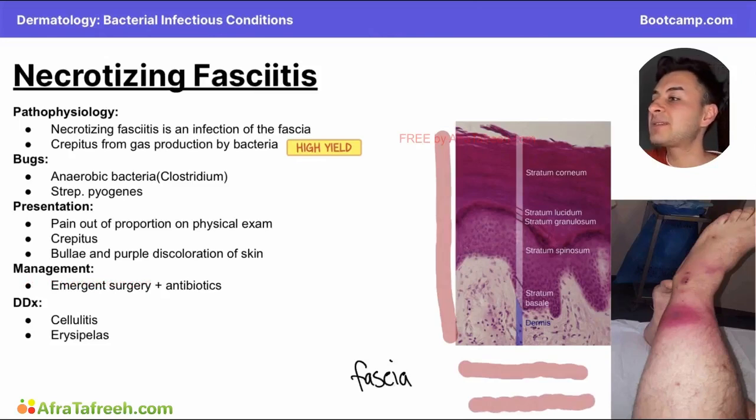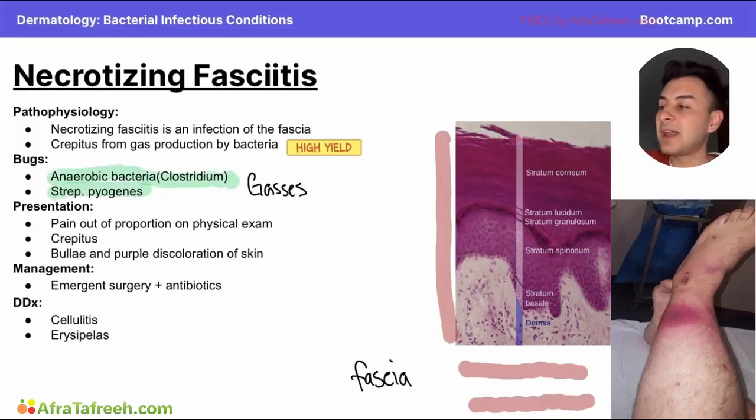And we have a couple of bugs that can cause this. So we're looking at anaerobic bacteria like Clostridium and also Strep pyogenes. And what these do is they produce gases. And these gases like CO2 and methane, they can live right between the layers of the fascia. They're produced by these bacteria.